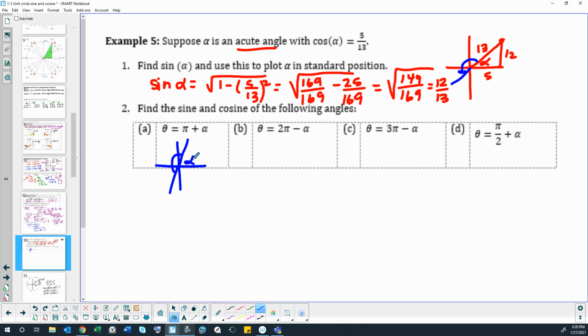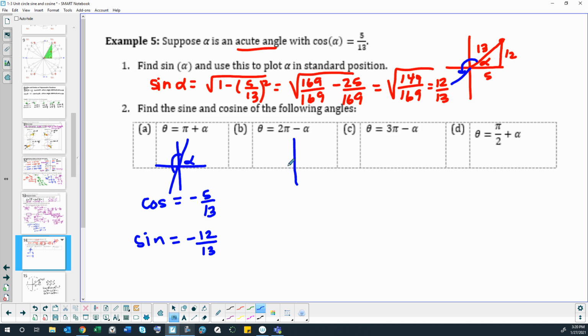Okay, so in quadrant 3, the answers are both negative. But it would be the same reference angle, wouldn't it? Because it's 180 degrees. So because it would be the same reference angle, that means that cosine would be negative 5/13 and sine would be negative 12/13. So same exact values, just a reference angle in a different quadrant, so negative instead of positive.